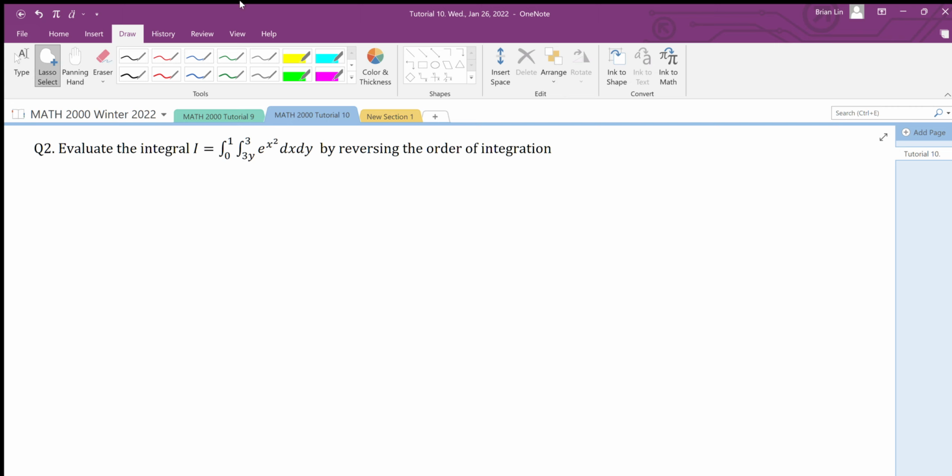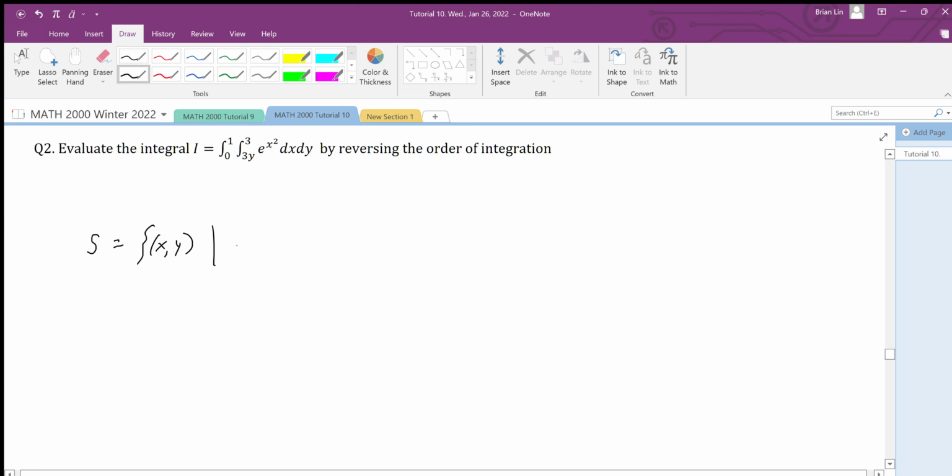Question 2. Evaluate the integral I by reversing the order of integration. So the first thing to do is figure out the region over which we are integrating. That region is the set S. The y values go from 0 to 1, and the x values follow these bounds.